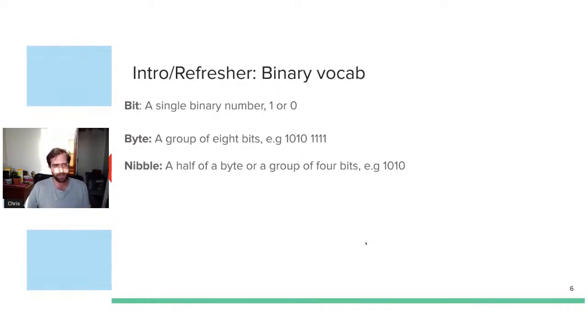A bit is a single binary number, a single bit. A byte is a group of 8 bits grouped together. You hear a lot about that in computer science and whatnot. A nibble, which is, I guess, the mnemonic device they added to byte, is half of a byte, which is a group of 4.